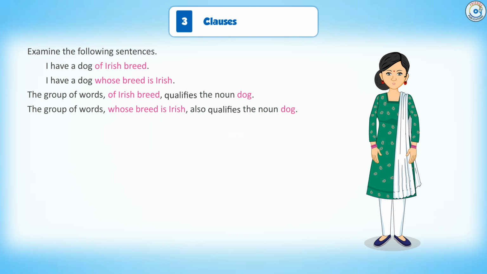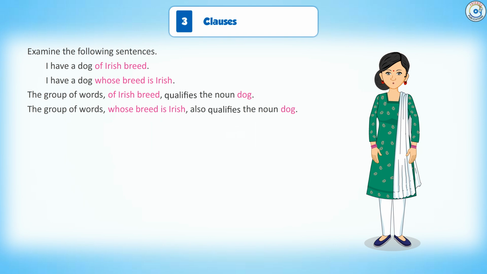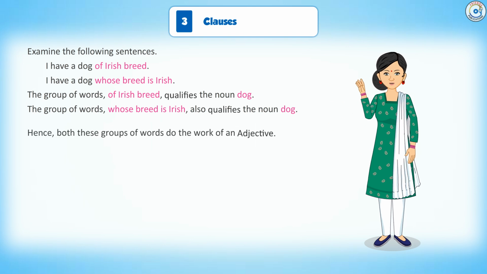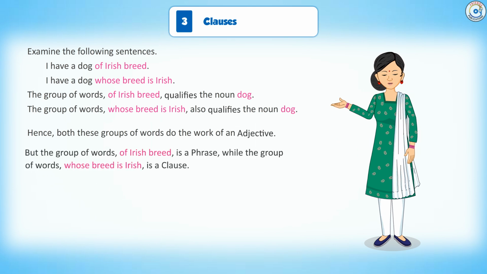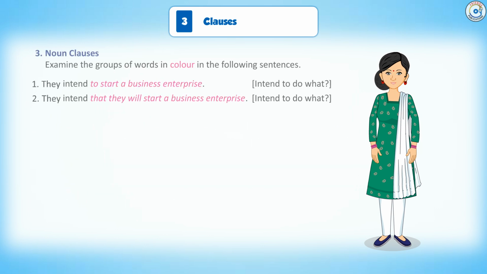Examine the following sentences. I have a dog of Irish breed. I have a dog whose breed is Irish. The group of words, of Irish breed, qualifies the noun dog. The group of words, whose breed is Irish, also qualifies the noun dog. Hence, both these groups of words do the work of an adjective. But the group of words, of Irish breed, is a phrase, while the group of words, whose breed is Irish, is a clause. Adjective phrase of Irish breed is equivalent to the adjective clause whose breed is Irish and can therefore be replaced by it.